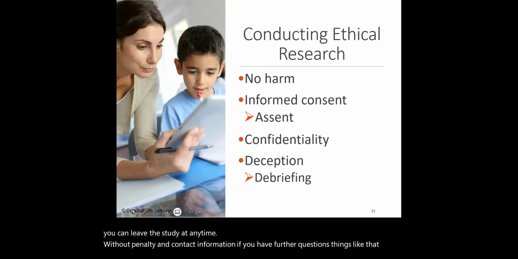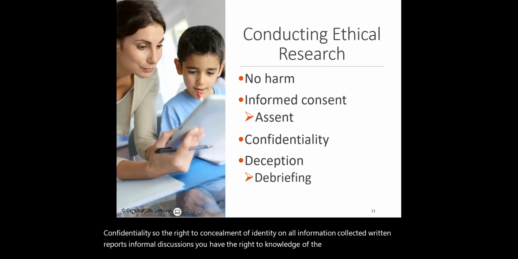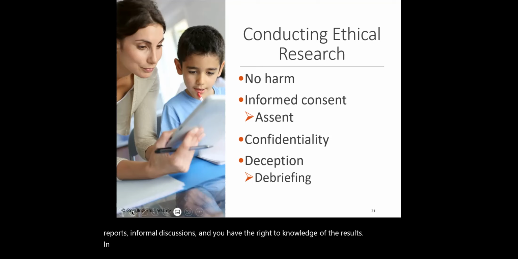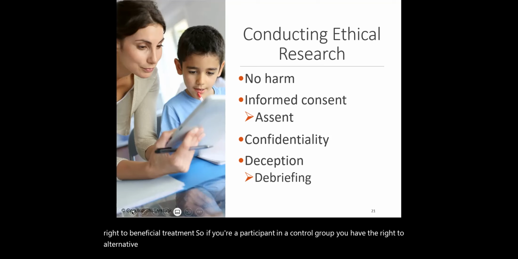Confidentiality, so the right to concealment of identity on all information collected, written reports, informal discussions. You have the right to knowledge of the results in language appropriate to your level of understanding of what the study finds. You have the right to beneficial treatment. So if you're a participant in a control group, you have the right to alternative beneficial treatments if they're available.